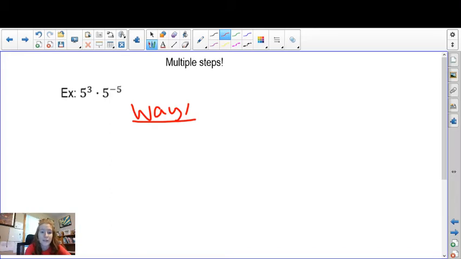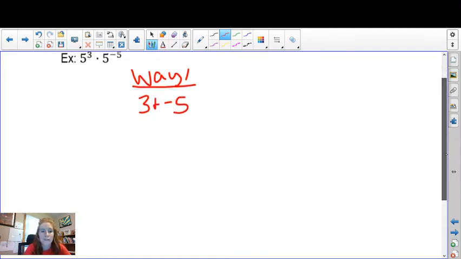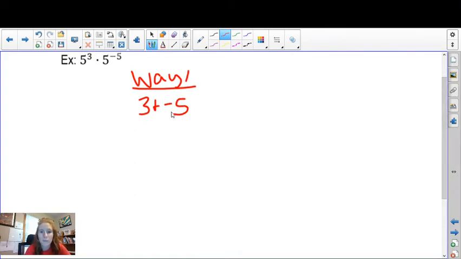So the first way is, let's talk about my bases. Well, I'm multiplying my bases. So since I'm multiplying the 5s, I take my exponents and I add them. So I have 3 plus negative 5. Well, when I have a battle here between the positive and the negative, the negative sign will always win. So this will turn into 3 minus 5, which turns into negative 2. And that -2 is not my answer. That -2 is my exponent. So I have 5 to the -2nd power.